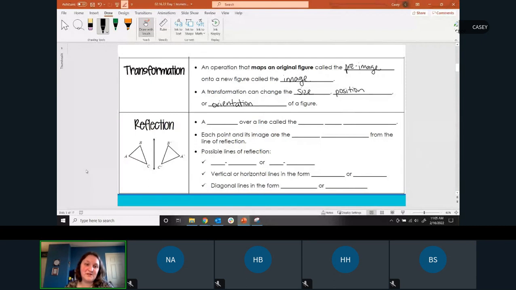And the first transformation we're going to talk about today is a reflection, which I guess will make Navira very happy. A reflection is a flip. We're going to take that shape and we're going to flip it over a line. And that line that we're flipping over is called the line of reflection. Man, that's a creative name, huh?